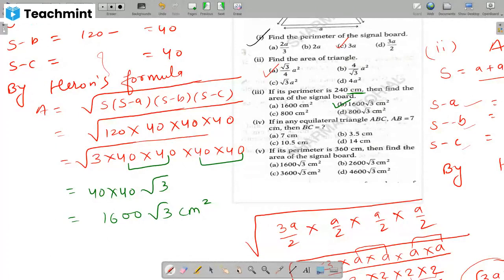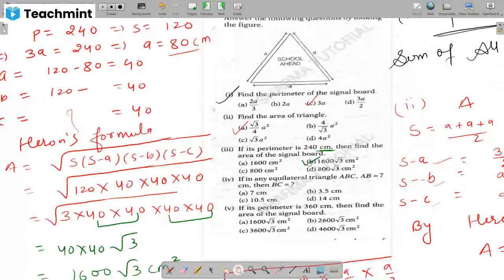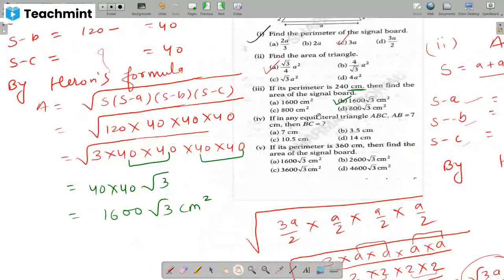7 centimeter. It's an equilateral triangle. Okay, they are confusing us. Which two? It's not an isosceles triangle. Suppose if it is an isosceles triangle, then we need to know which two sides are equal. But it's an equilateral triangle. All the 3 sides are equal.